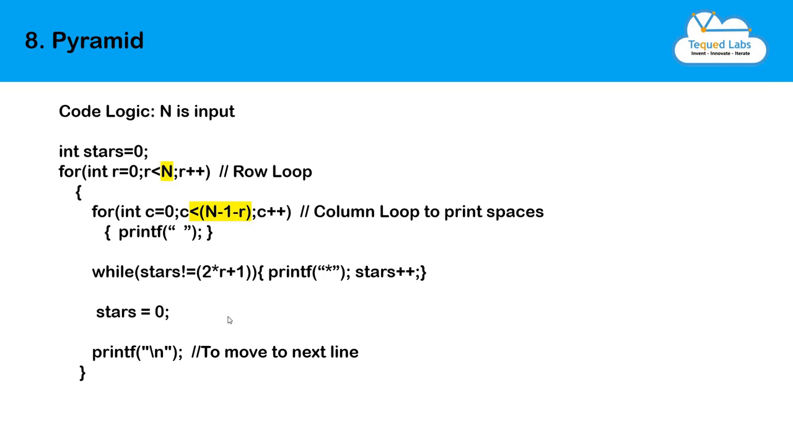When stars not equal to 2r plus 1, we are printing a star, then increment. Then after coming outside the while loop, we are going to reinitialize stars with 0. Then we'll move on to the next row. Again, increment r, then print spaces. Again, stars would be equal to 0 here. Again, it will print as many stars as this particular condition satisfies. Again, reinitialize stars with 0, move on to the next row. So this is how you're going to print a pyramid.